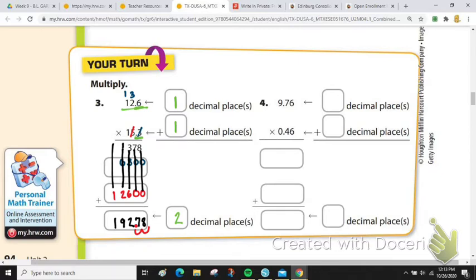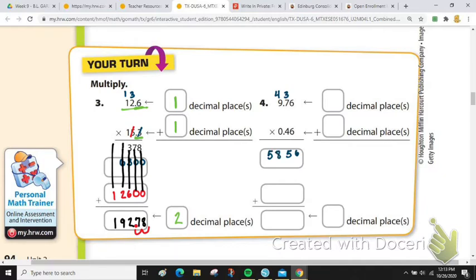Now let's take a look at number 4. We have 9.76 times 0.46. Let's just multiply regularly. What's 6 times 6? 36. Very good, 36. I'm going to keep the 6 and carry the 3. What's 6 times 7? 42. Plus 3? 45. Very good, 45. Keep the 5 and carry the 4. 6 times 9? 54. 54 plus 4? 58. Very good. So we have our first numbers there.